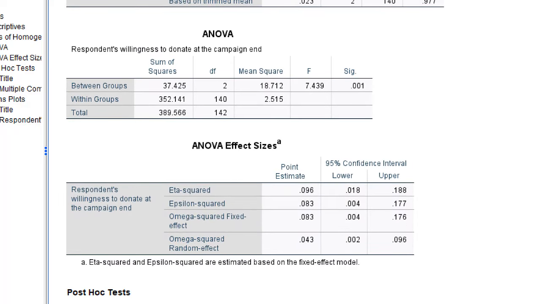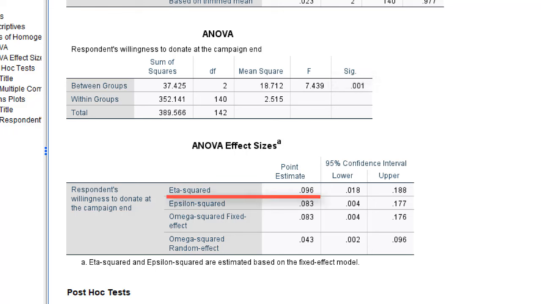An analysis of variance reports sums of squares for the variation between groups and the variation within groups. It also reports the associated degrees of freedom and mean squares. The test statistic is an F value, which is 7.4 here, with a p-value that is well below 0.05. So, we reject the null hypothesis. We are confident that the groups have different average willingness to donate in the population.